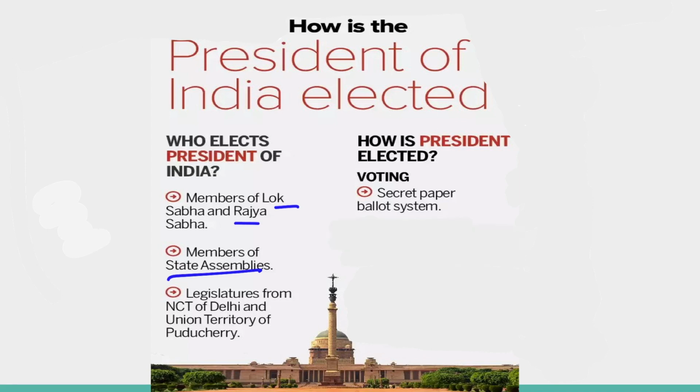The presidential election is held in a secret paper ballot system. In this system, the person of the electoral college who is supposed to vote will be given a paper, and he has to maintain the vote very secretly. He should not tell anyone that he is voting for so and so person. And this system is called the secret paper ballot system.